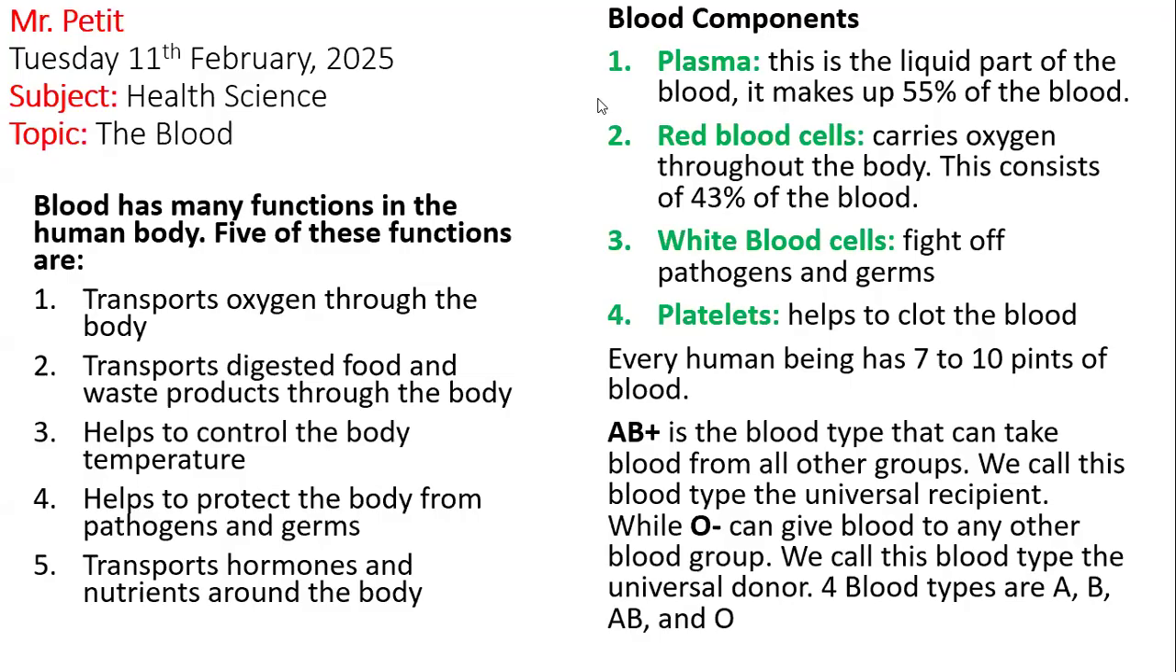Number 1, transports oxygen to the body. Number 2, transports digested food and waste products around the body. Number 3, helps to control the body temperature. Number 4, helps to protect the body from pathogens and germs. Number 5, transports hormones and nutrients around the body. Very good.